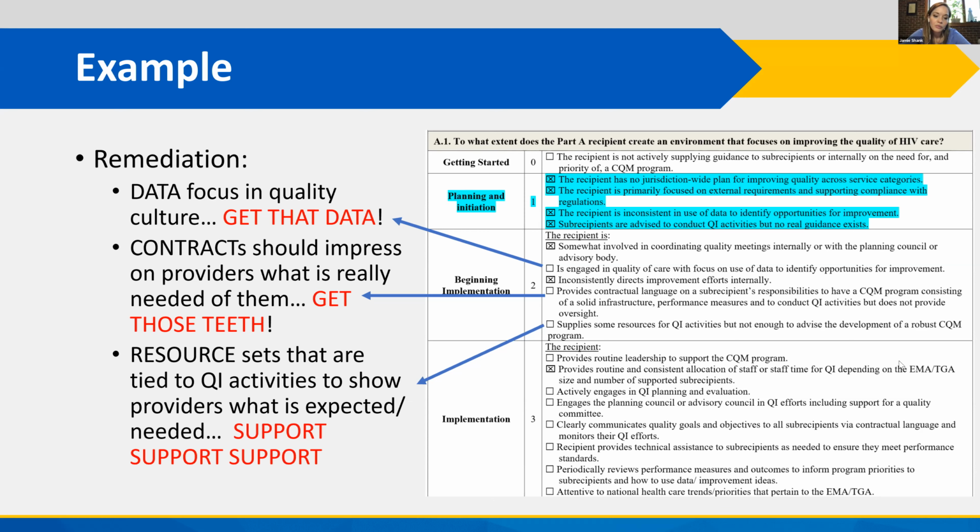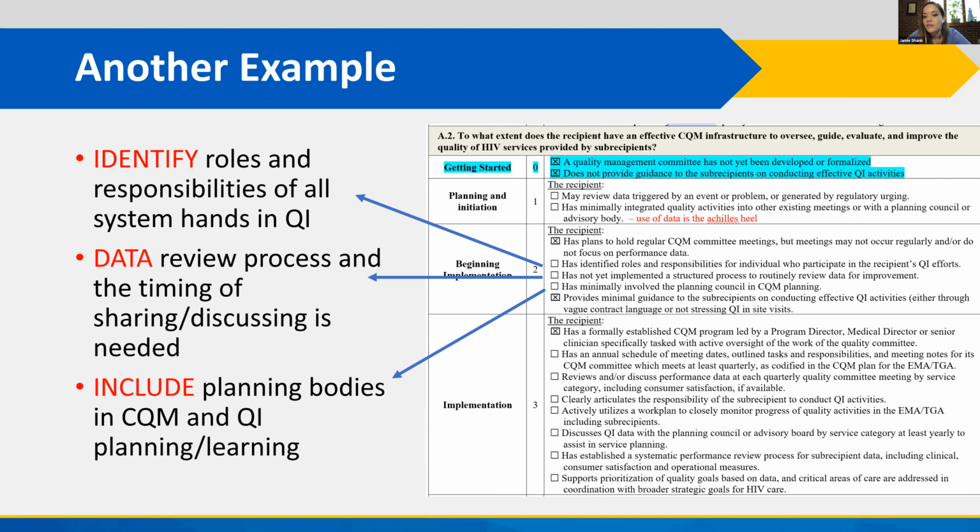We can go to the next example to keep this piece going of what this looks like in real life. So then we get to the next question. Okay, hit a refresh button. To what extent does the recipient have an effective infrastructure to oversee, guide, evaluate, and improve the quality of HIV services? Again, we started at a 3. We got one little box checked.